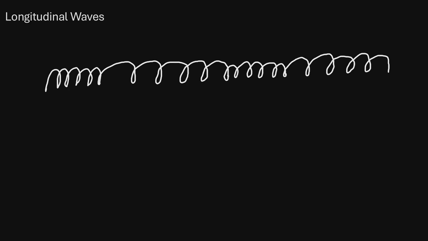Longitudinal waves. Longitudinal waves are waves whereby the particles of a medium are moving parallel to the direction of the wave. So let's say if the wave is moving to the right, the particles will move left and right. And therefore the direction of the particles will be parallel to the direction of the wave.